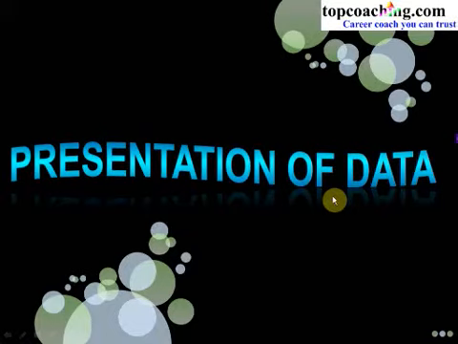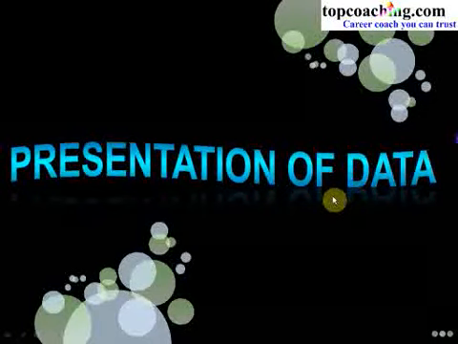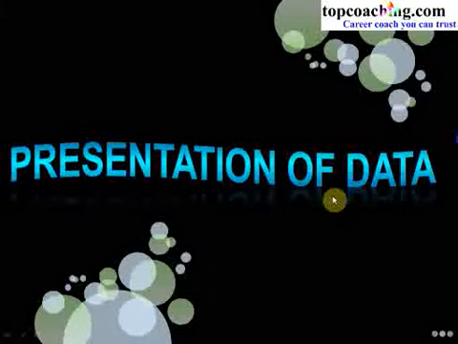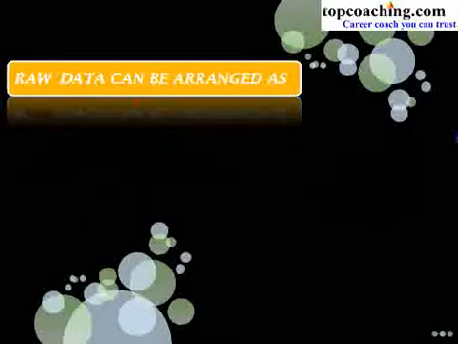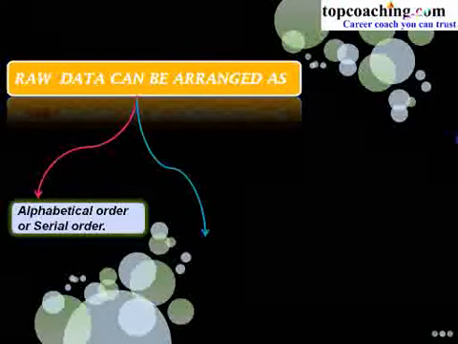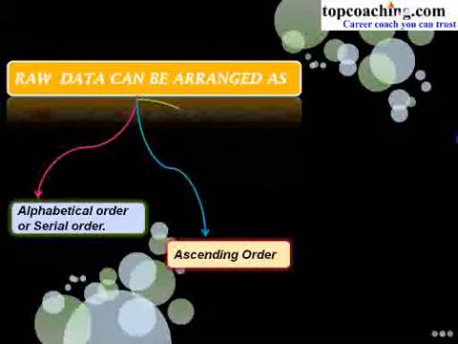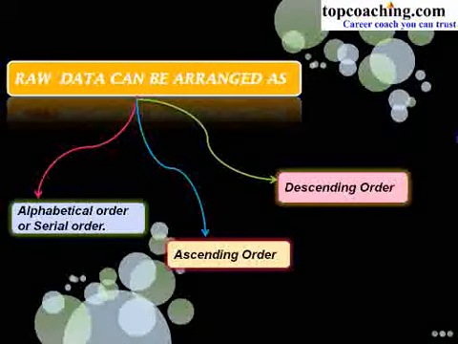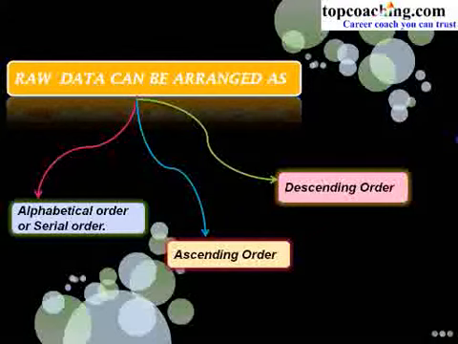As soon as the work related to collection of data is over, the investigator has to find out ways to present them in a form which is meaningful, easily understood and gives its main features at a glance. This type of arrangement is called presentation of data. Now, the raw data can be arranged in serial order or alphabetical order, in ascending order, or in descending order. Now let us recall the various ways of presenting the data through some examples.